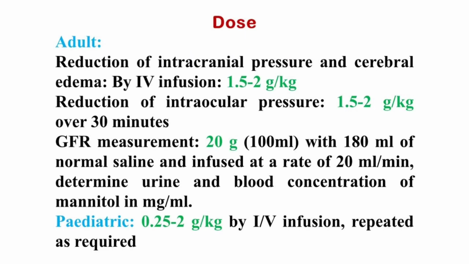Dose in adult: reduction of intracranial pressure and cerebral edema by IV infusion, 1.5 to 2 gram per kg. In reduction of intraocular pressure, 1.5 to 2 gram per kg over 30 minutes. In glomerular filtration rate measurement, 20 gram per 100 ml with 180 ml of normal saline, infused at the rate of 20 ml per minute. Determine urine and blood concentration of mannitol in mg per ml.